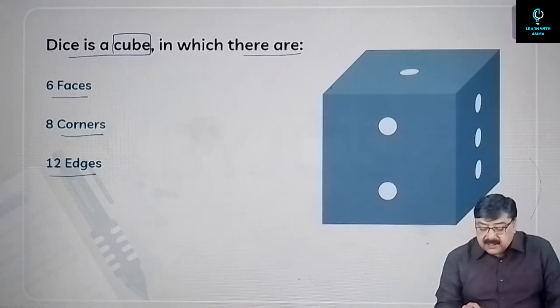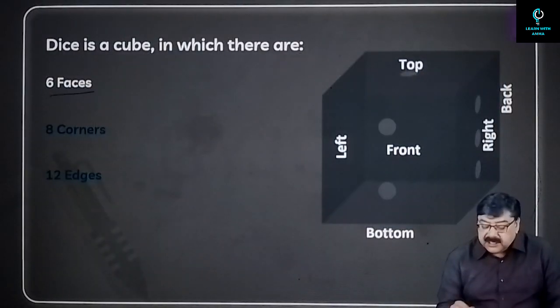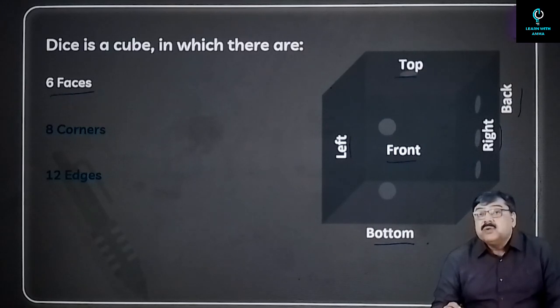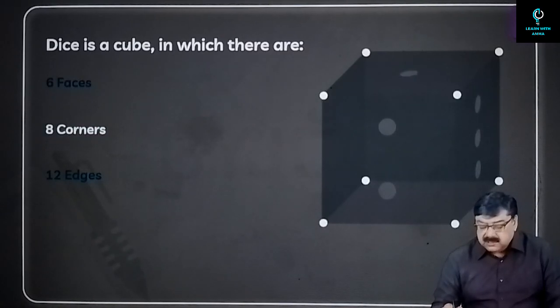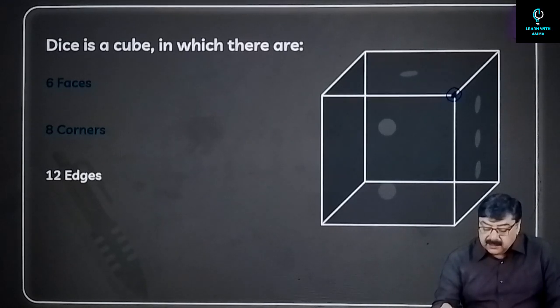This dice, as you can see, is a cube which has 6 faces. Top is opposite bottom, front is opposite back, and left face is opposite the right face. So we have 3 pairs of opposite faces: top-bottom, front-back, and left-right. There are 8 corners as they are visible to you, and each of these lines, as you can see here, is an edge. So what is a corner? A corner is a point where 3 faces meet, or you can say 3 edges meet.